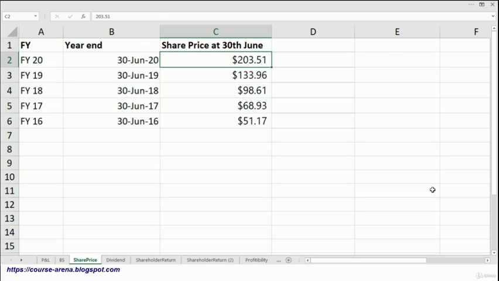So for the fiscal year 2020, the ending share price at 30th of June 2020 is 203.51, and the starting share price, 1 year back, that is 30th of June 2019, will be 133.96. If we calculate the difference between the two, this minus this one, we can see what capital gain has been made in this particular year.